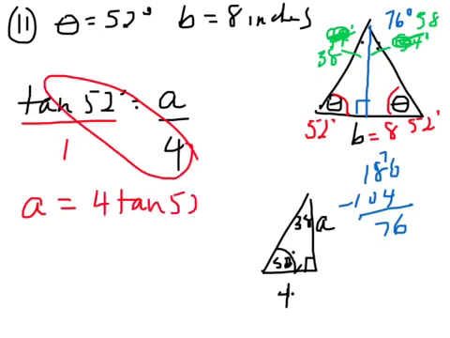We can stick that straight in our calculator. It's even easier than some of the ones we had to solve above. Oops. 4 tangent 52. Somebody tell me what they got on that one. 5.12. If you round, it'd be about 5.12. There's your altitude.